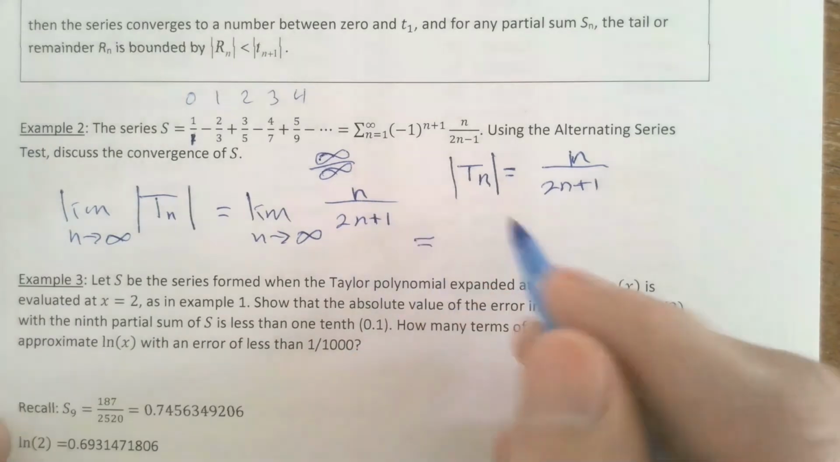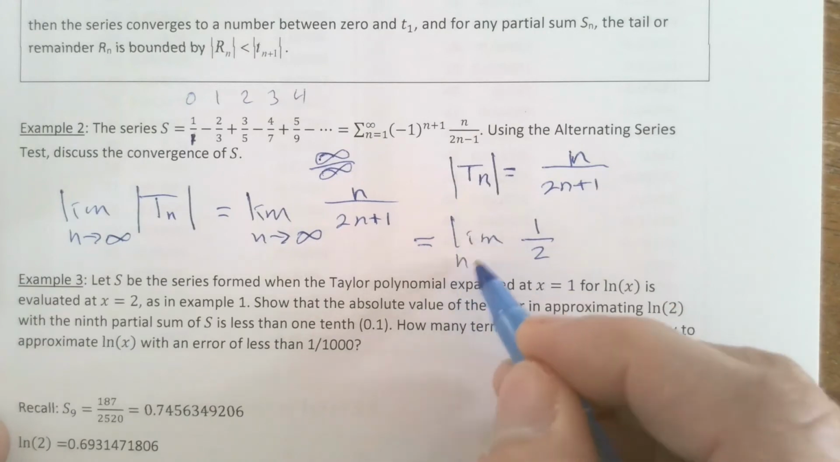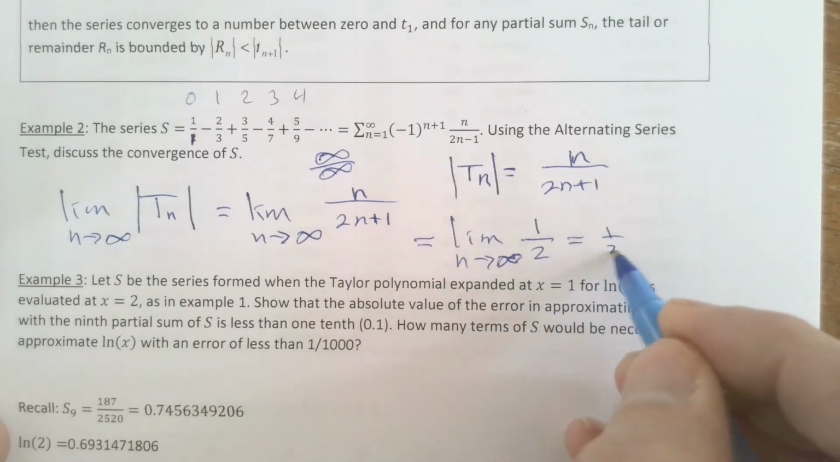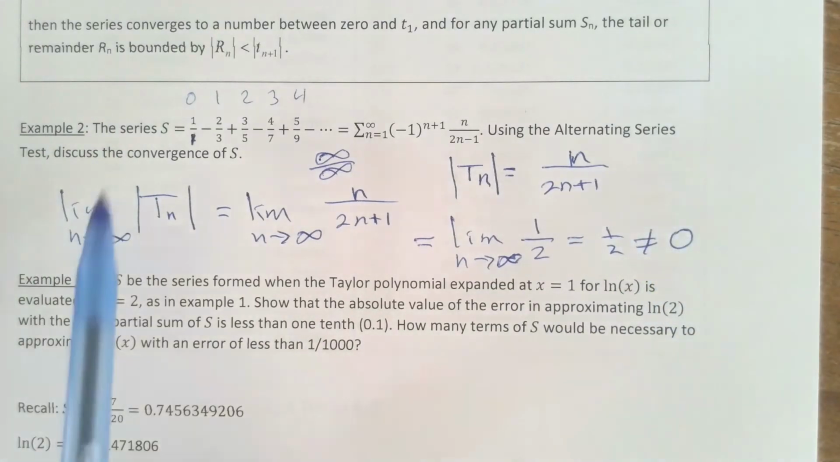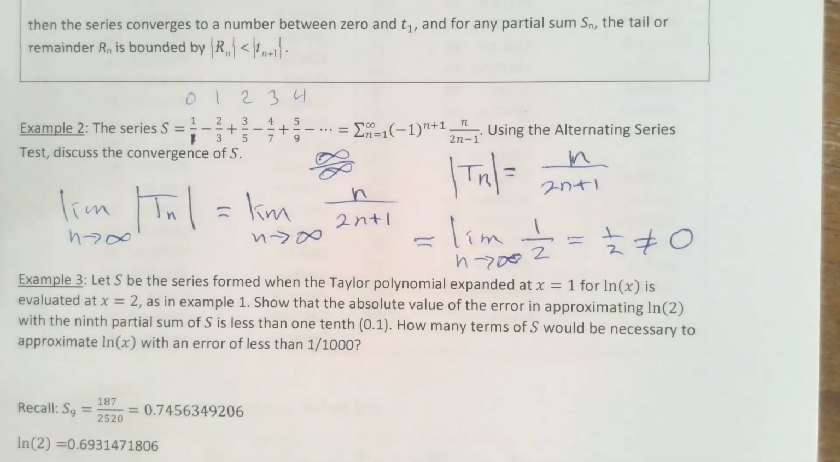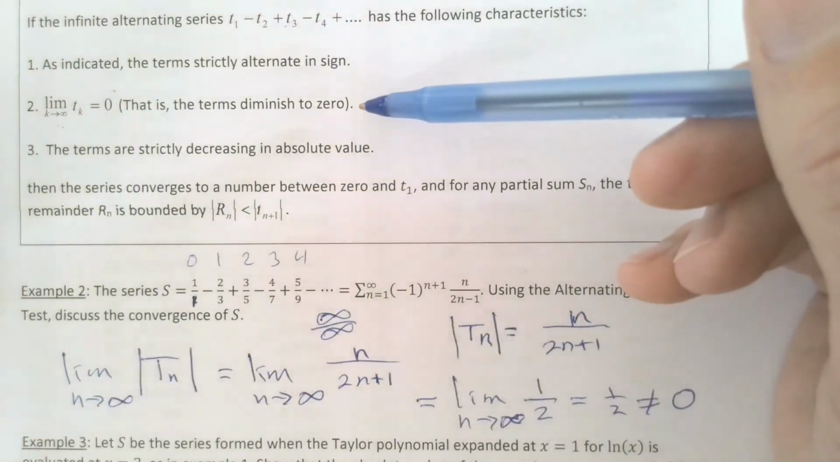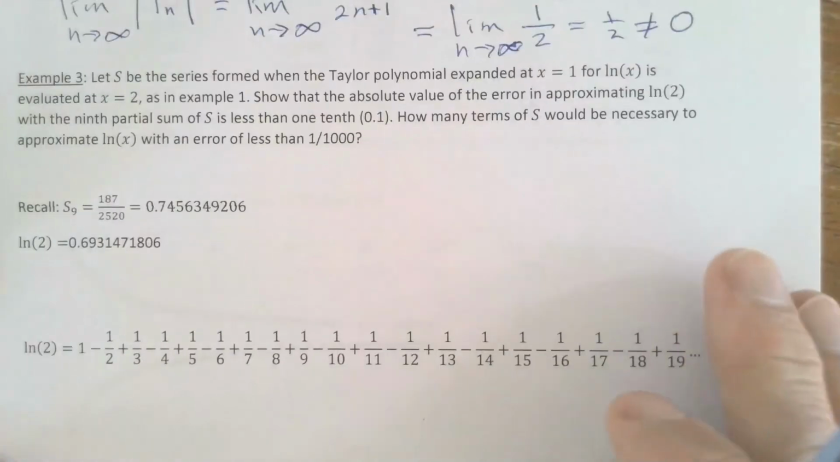So the derivative here is 1. The derivative down here is 2. The limit as n goes to infinity of a constant like a half is just a half. And that's not equal to 0. So by the divergence test, this thing diverges. And remember, the divergence test is one of the three conditions that has to be met. It has to come out to 0. All right. New example.